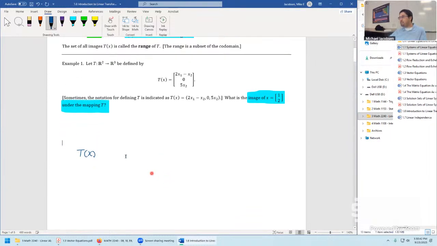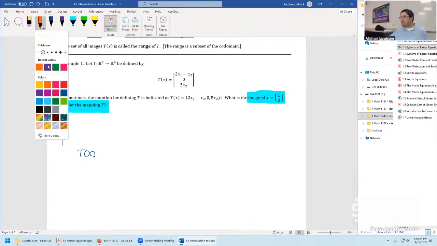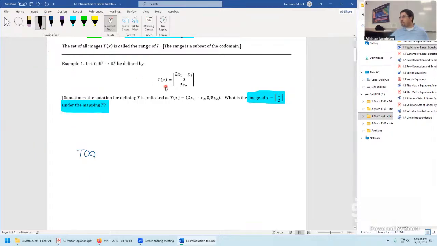Before we do the image, there are a lot of ways to write out these transformations. Again, this section is pretty similar to what we've done before. We just have extra terminology and extra machinery connected with these ideas. If you look at T of x carefully, it could have been written this way, T of (x1, x2).